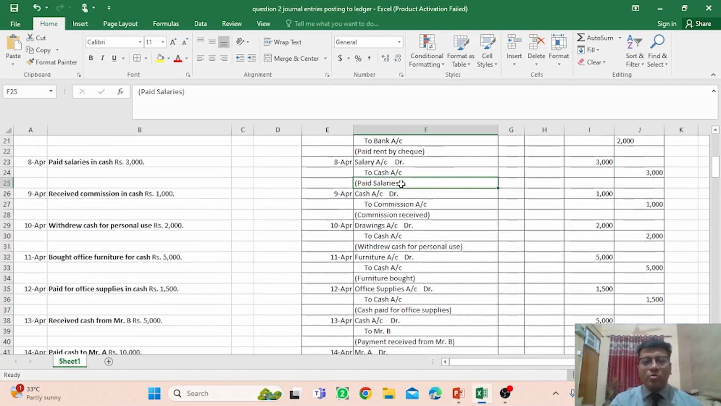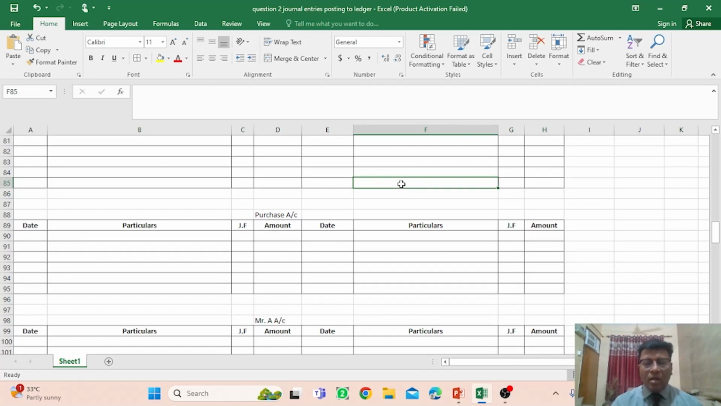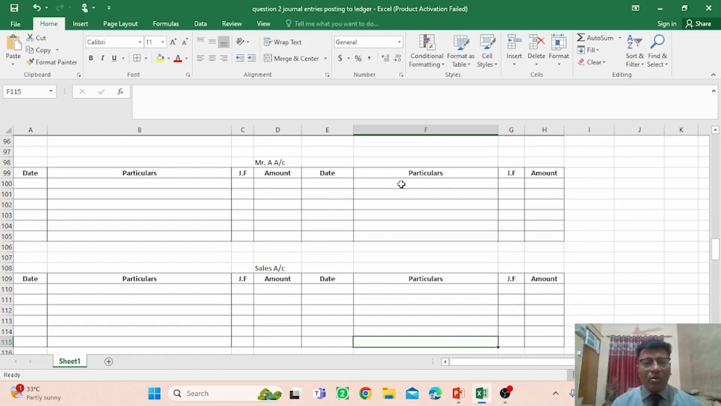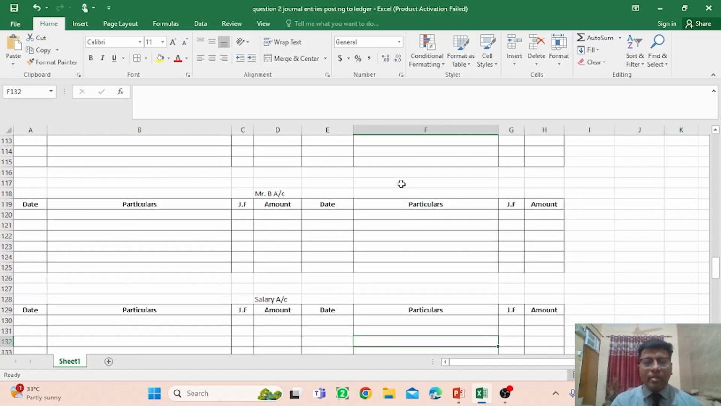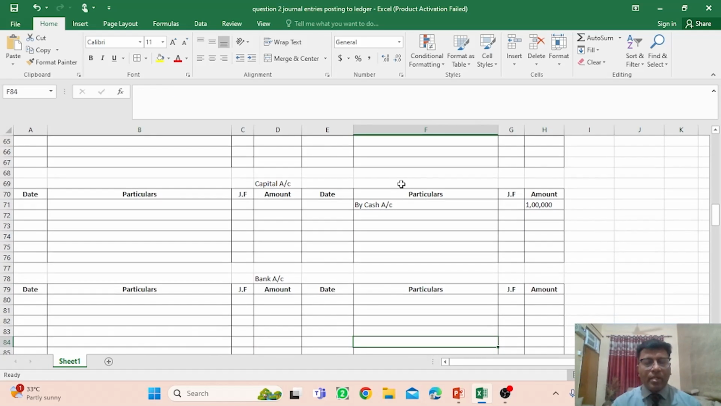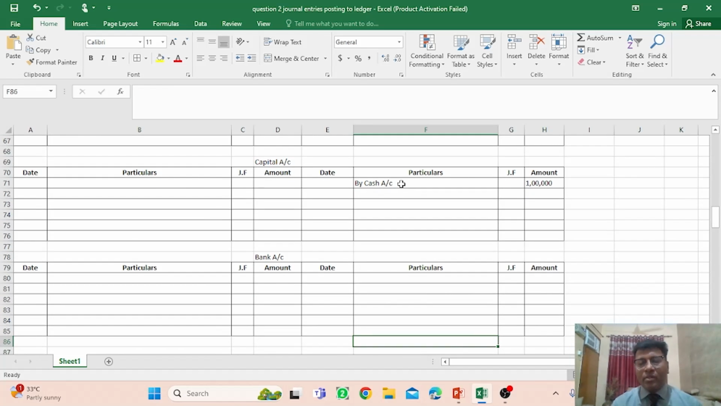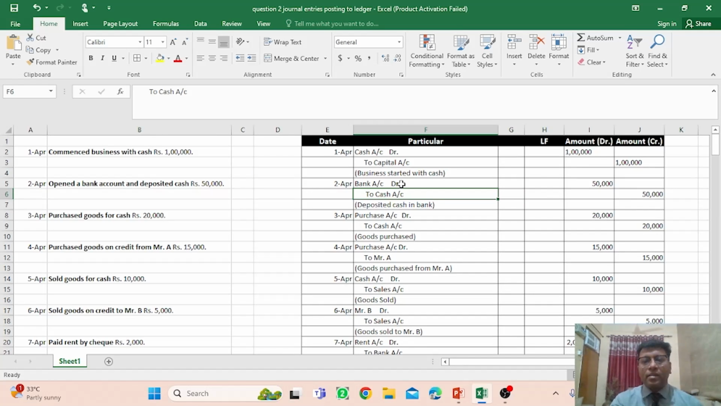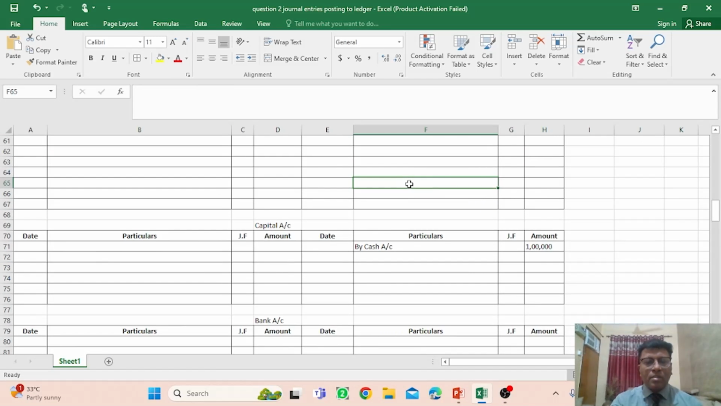So we approach the bank account, again we go down and find where is the bank account, right? And I think we have opened it around here, yes, bank account, right? So this is the bank account and the cash account was there. So what was the transaction? Transaction was that bank account debit to cash account 50,000, right? So bank account debit.